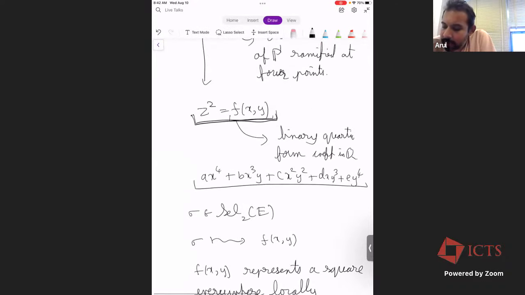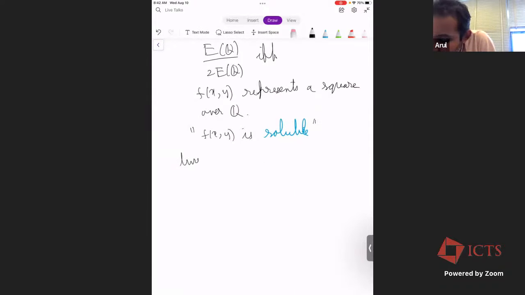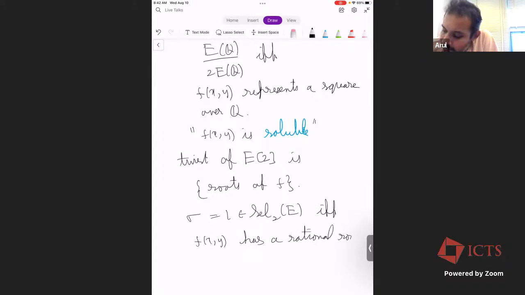So the four ramification points are exactly the four roots of f(x, y). So the twist of E2 that we should be getting, if you think of the element in H1 of E2 as an E2 torsor, is the set of roots of f. So in particular, sigma corresponds to the identity element in the two Selmer group if and only if f(x, y) has a rational root. So in particular, it must be reducible. So as you can see, this is all wonderfully explicit.